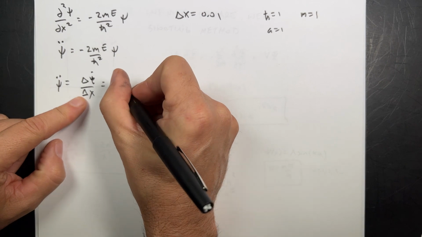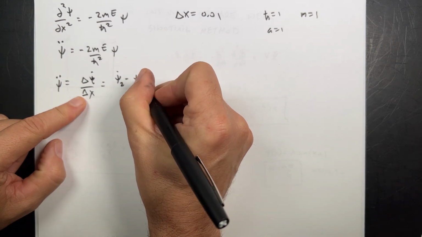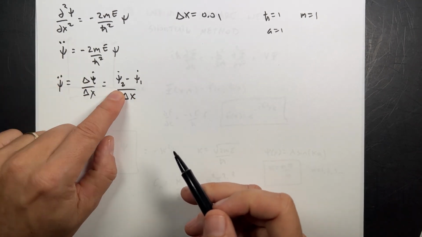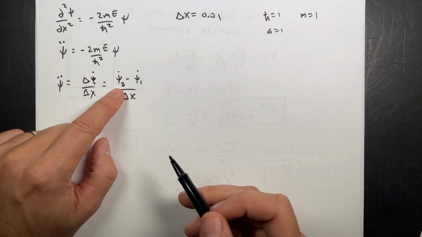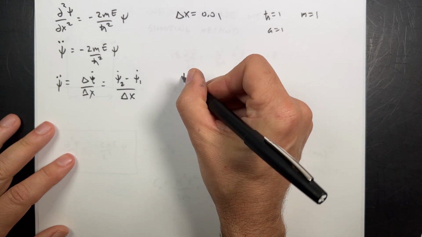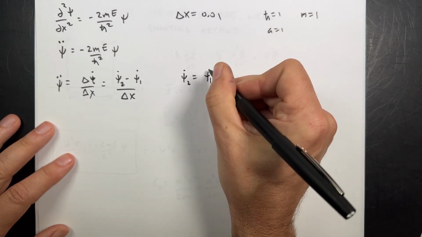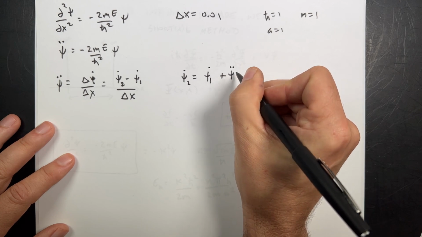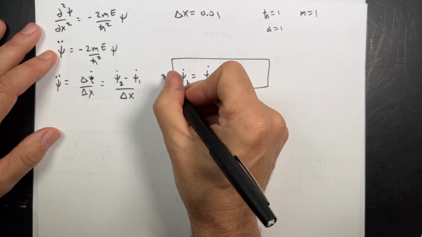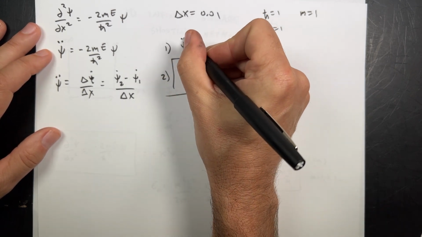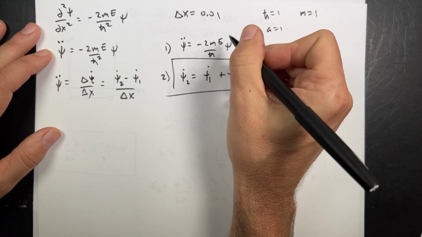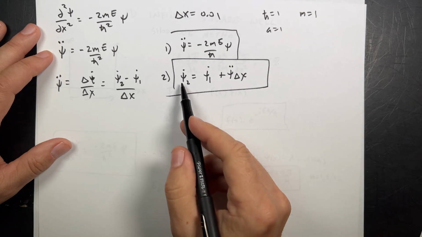And this would be psi 2 dot minus psi 1 dot over delta x. All I did was, instead of putting delta psi, psi 2 dot is the wave function at the end of the space, and psi 1 dot is at the beginning. And I can solve this for psi 2 dot. Psi 2 dot is psi 1 dot plus psi double dot delta x. And then I'm going to put this right up here too, because this is my step 2. Step 1 is psi double dot is negative 2me over h bar squared psi. That's number 1.